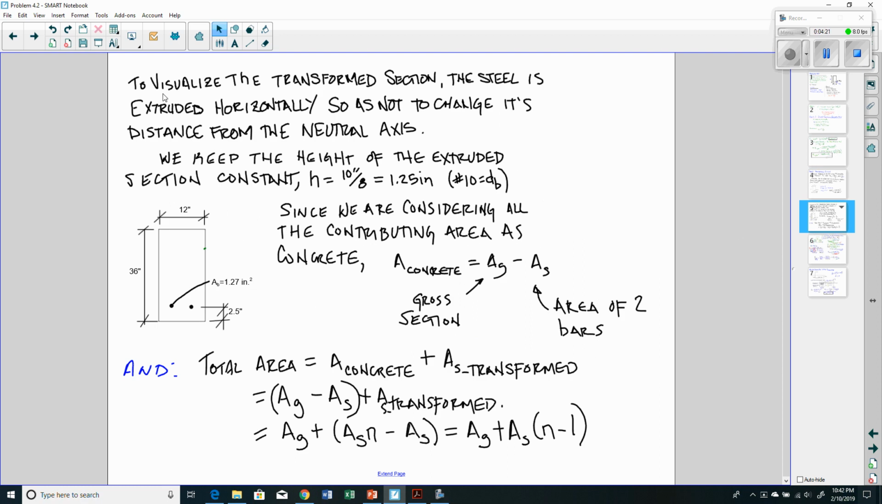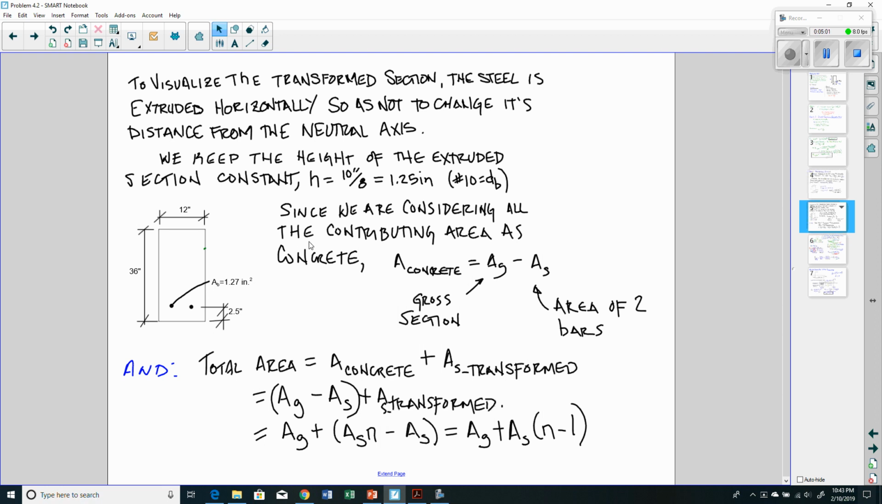Now, visualizing this transform section. The way that we visualize the steel is that we extrude it horizontally so as not to change its distance from the neutral axis. What we do is keep the height of the extruded section constant. To visualize this, let's say that the height of the section is equal to the diameter of the bars. For a number 10 bar, the diameter is 10 over 8, because it's over 8 for all of those. That gives us 1.25 inches, the diameter of a number 10 bar.